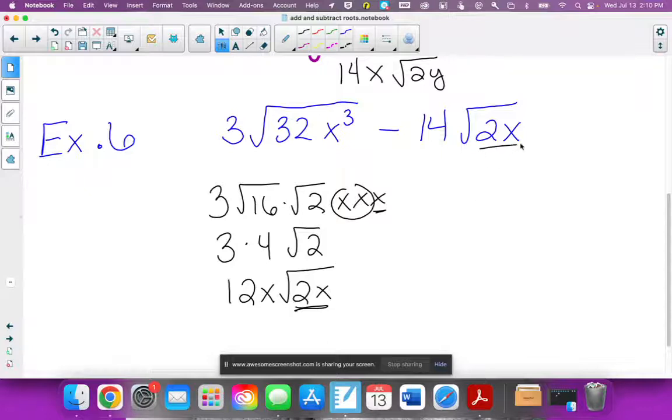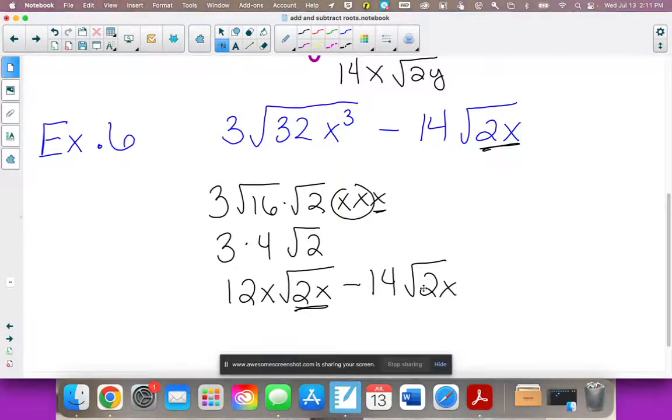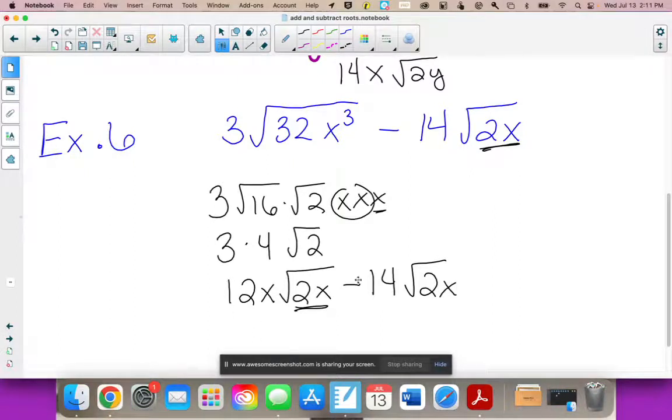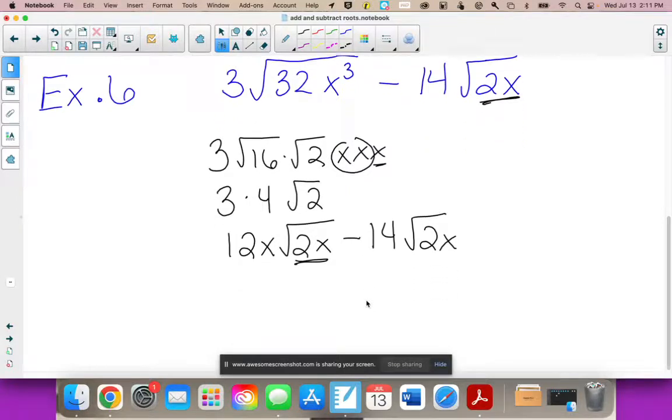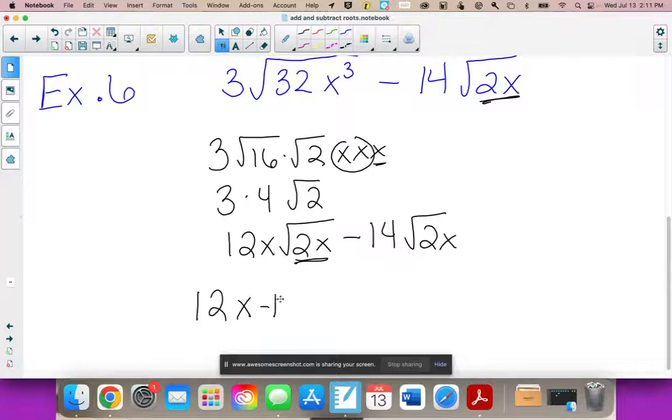Oh, good news. Okay, so my square roots match. So I'm going to do 12x times the square root of 2x minus 14 times the square root of 2x. Now, I've got one problem here. This piece has an x on it. This piece doesn't. So I actually can't subtract them. I can't do 12 minus 14 and get negative 2. I can state this as 12x minus 14 times the square root of 2x.